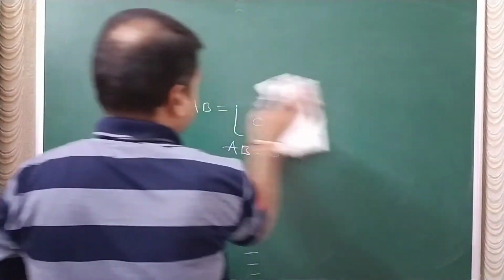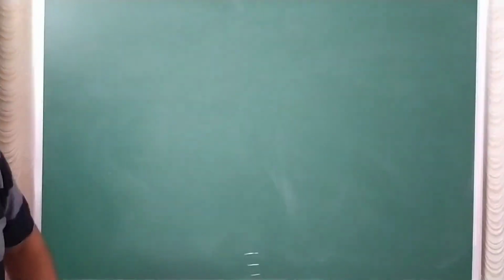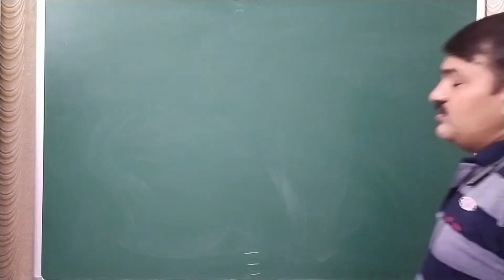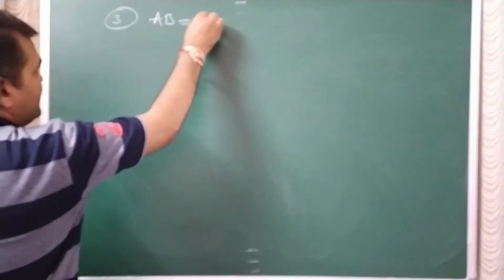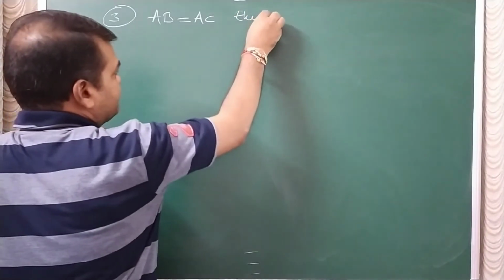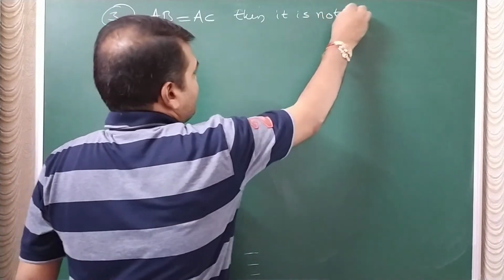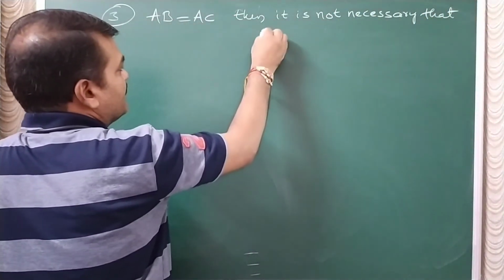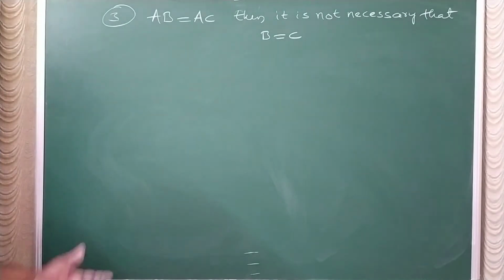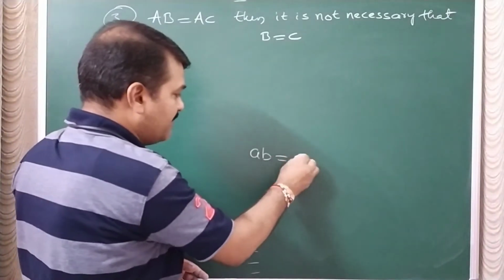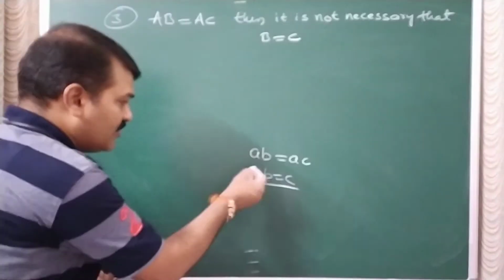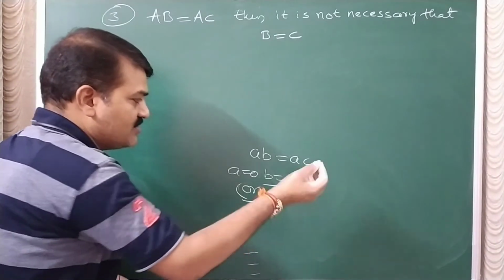Now, third property. In matrices, generally, when you have AB is equal to AC like this, it is not necessary that B is equal to C. When you take real numbers, AB is equal to AC means definitely B must be equal to C. Or you can write either A is equal to 0 or B is equal to C.